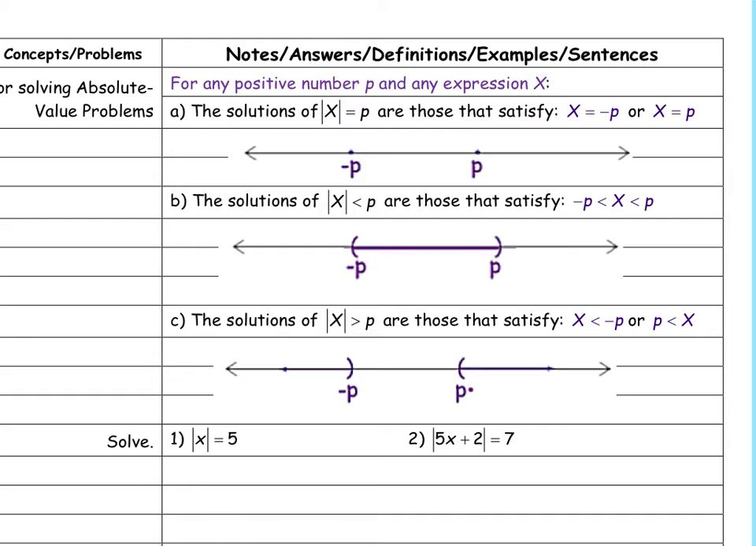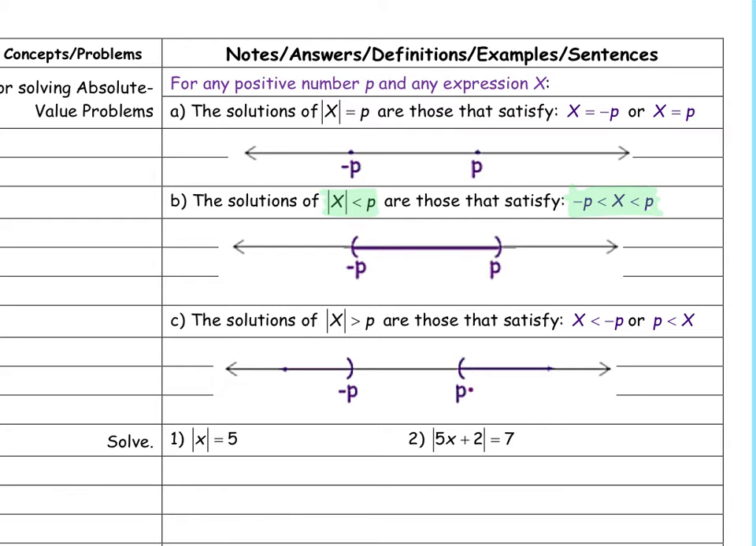The solutions of absolute value of x is less than p are those that satisfy -p is less than x is less than p. And this is where we have to start remembering this. So if this is my problem, this is what I'm going to set up to solve.